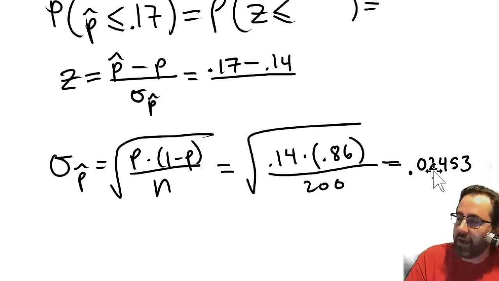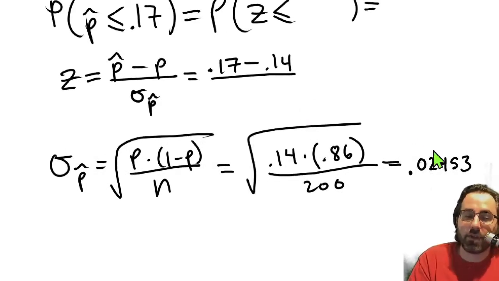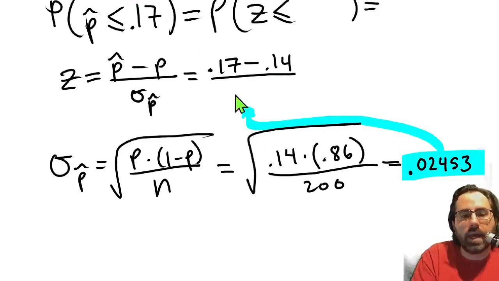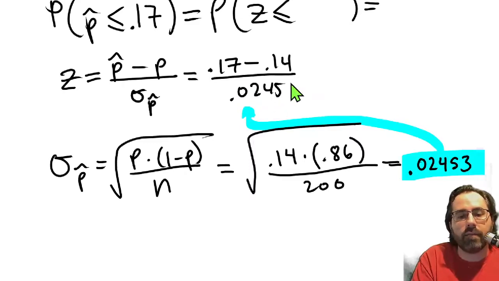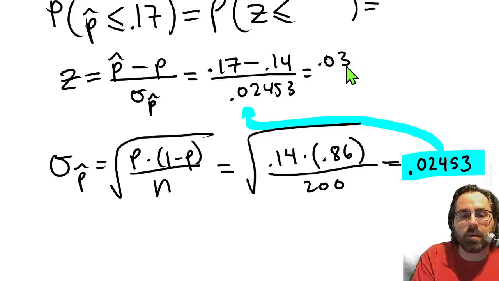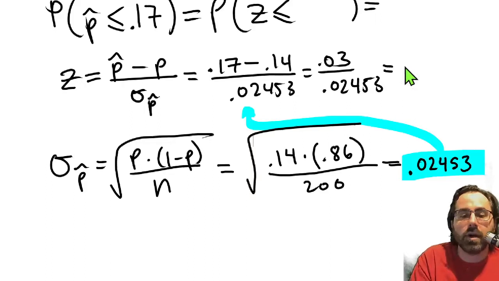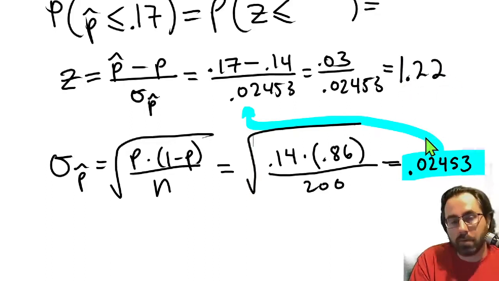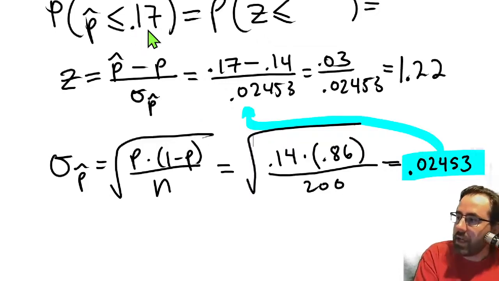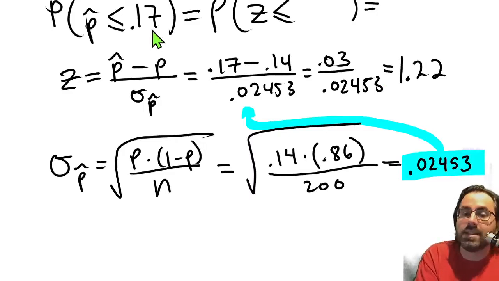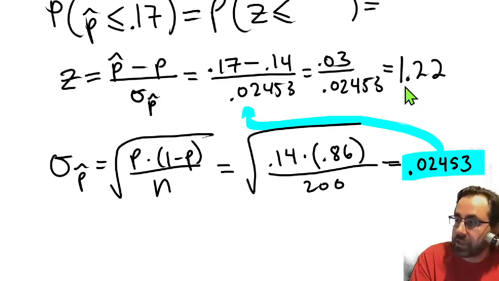Okay, now that we have our standard deviation, we can finish the calculation for our z-score. This is going to go right in here, and that is 0.02453. Subtracting the tops, the numerator, is 0.03, and then dividing by the denominator produces a z-score of 1.22. So in this context, a proportion of 0.17, or 17% of individuals, represents a z-score of 1.22.